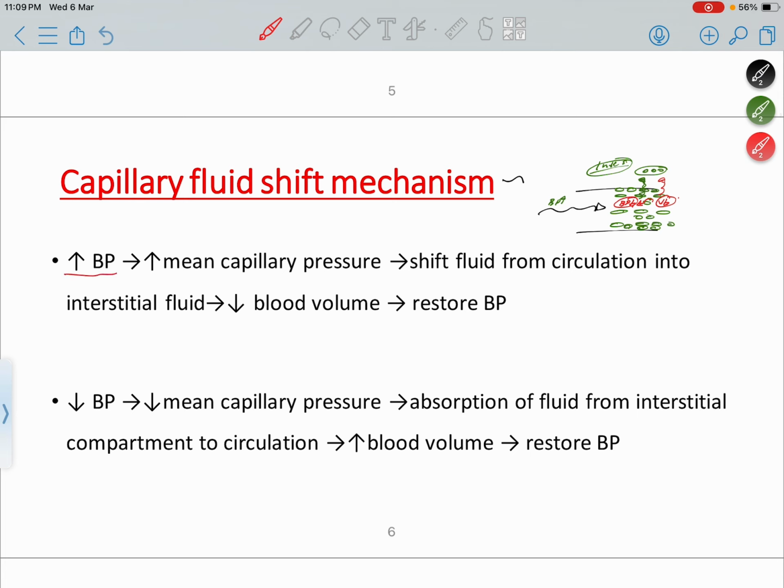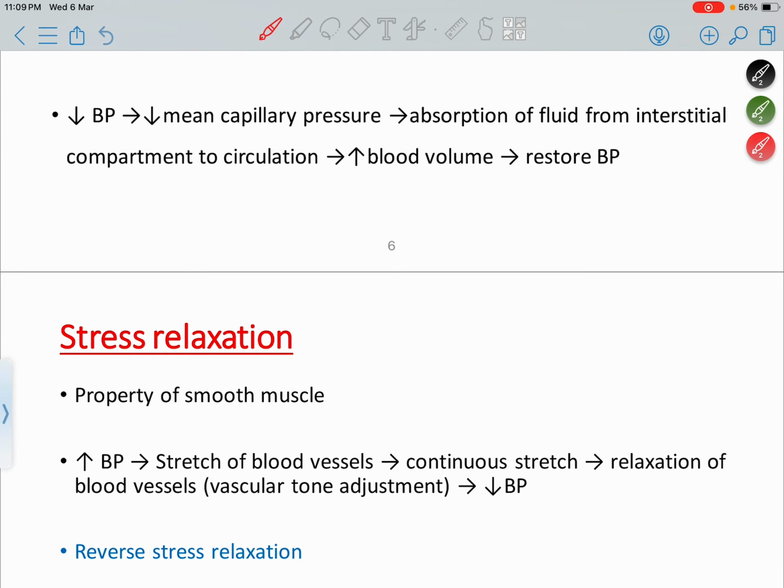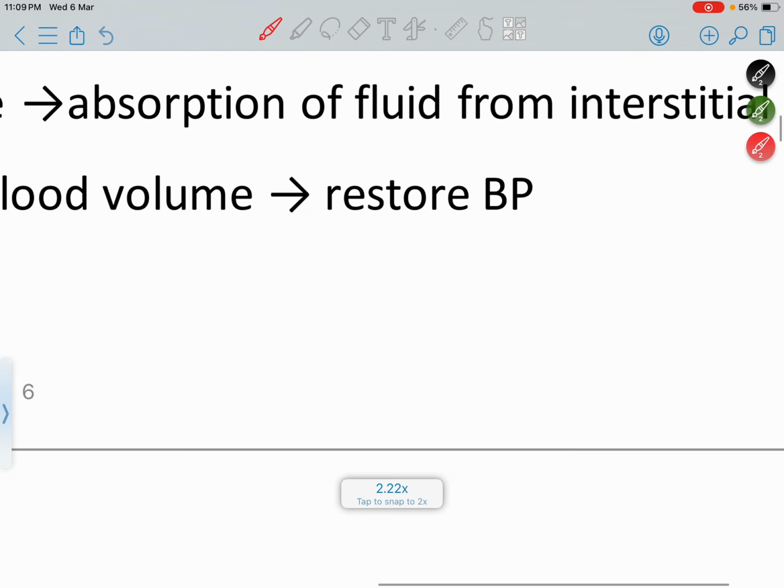When there is an increase in BP, an increase in mean capillary pressure, the pressure is increased. It shifts fluid from the circulation into the interstitial fluid. I told that: a decrease in blood volume restores BP. Okay, I hope it is clear. And the opposite is happening in the other case.